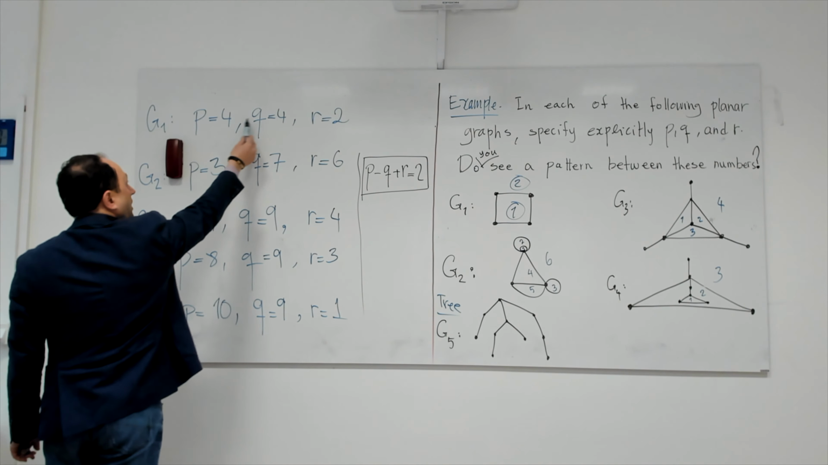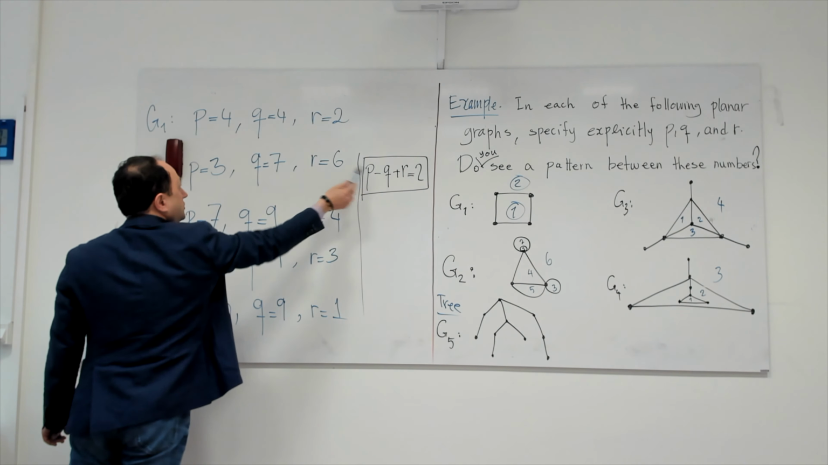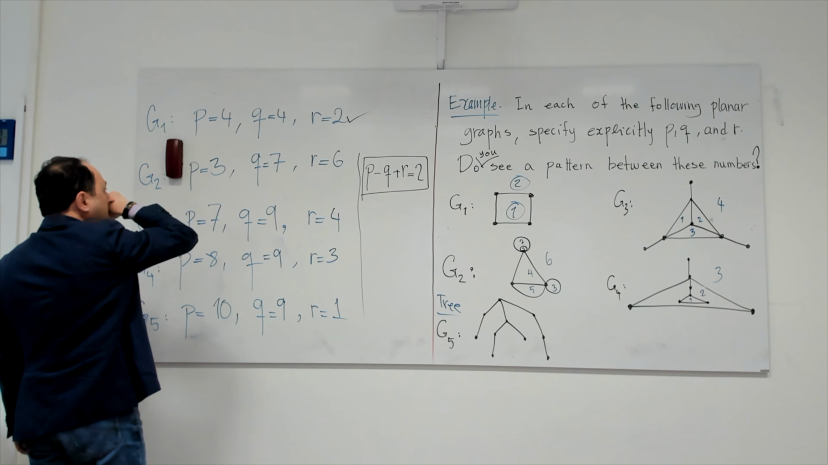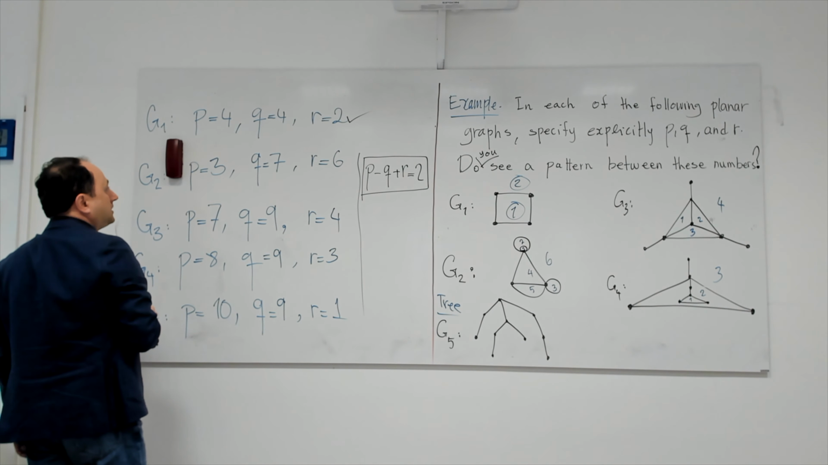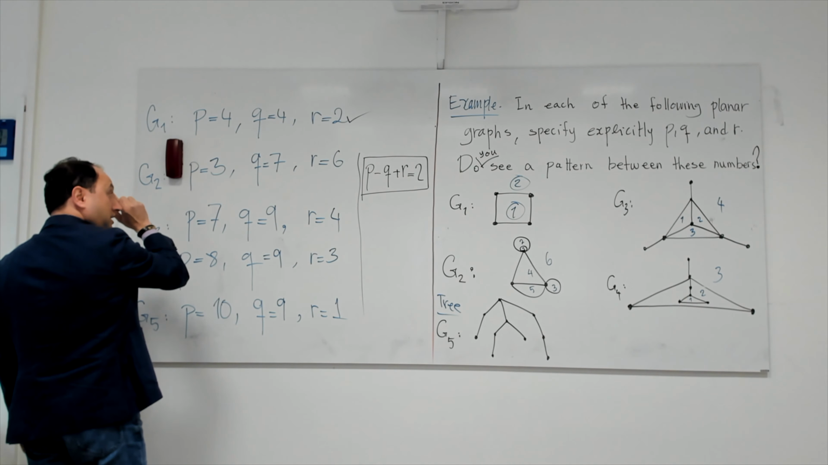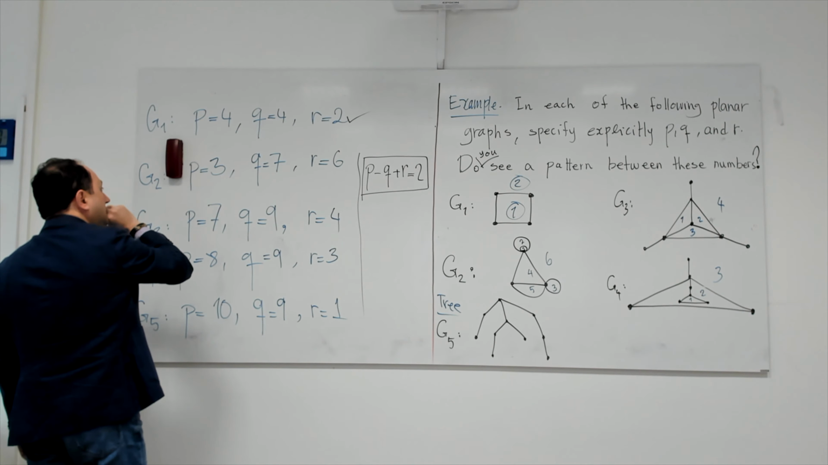So P minus Q plus R is 2, so that's correct. P minus Q is how much? Is it wrong here? Yes, now I realize why Sander makes this point. This pattern is not correct here because this graph is a multigraph. So probably this is always for simple graphs. Let me check. I don't exactly remember.